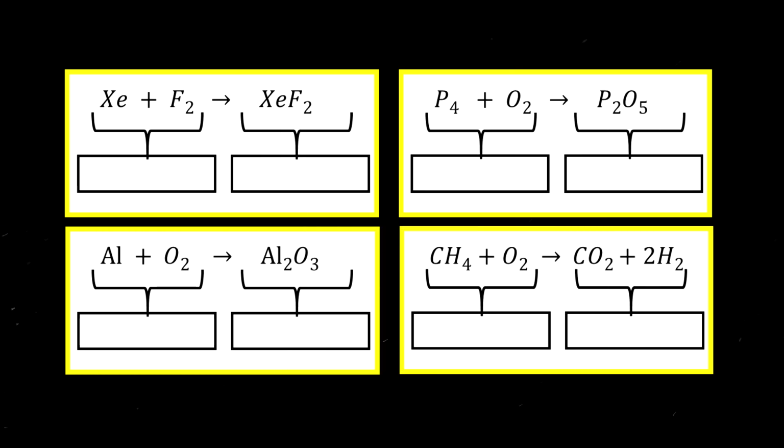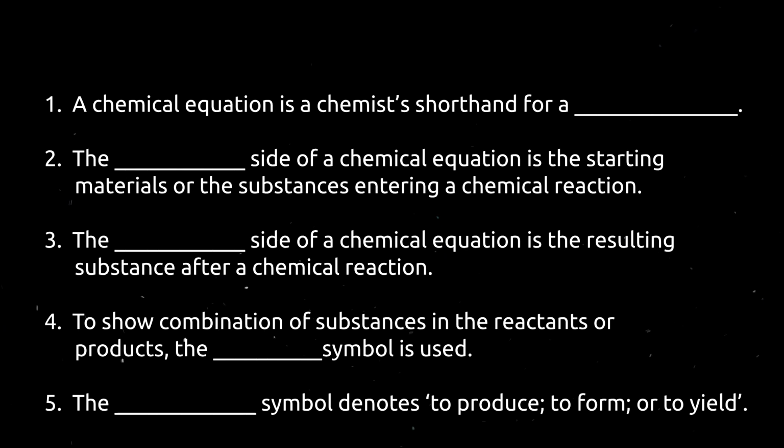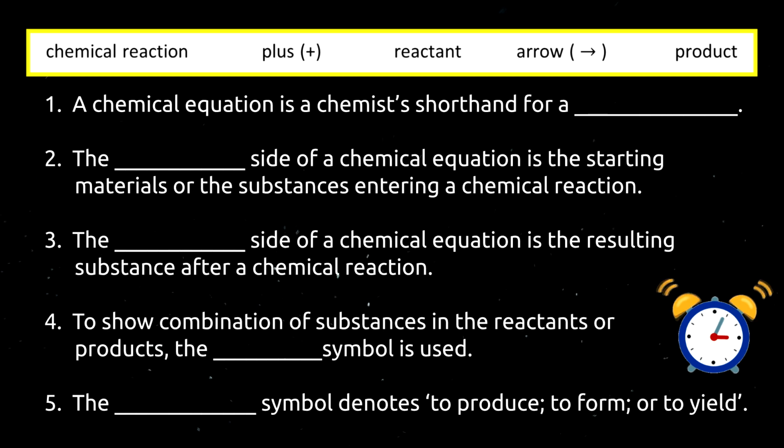So for these equations, the reactants are the elements or the substances written before the arrow, and the substances written after the arrow represent the products. In the second learning task, please complete the following statements by choosing the correct terms written in the box.